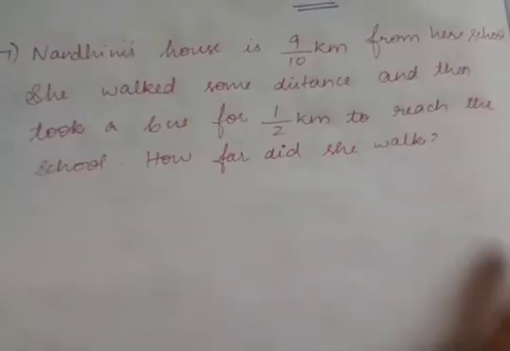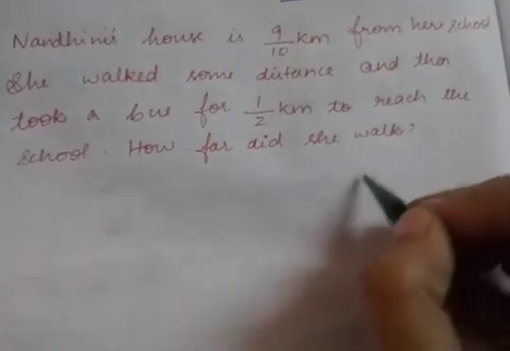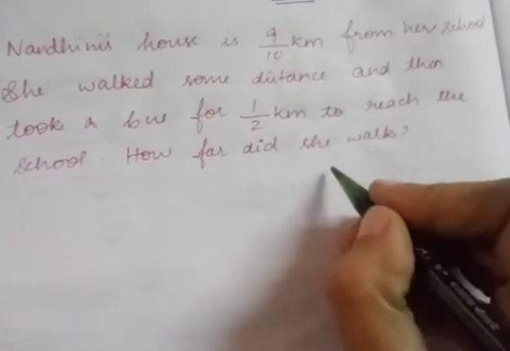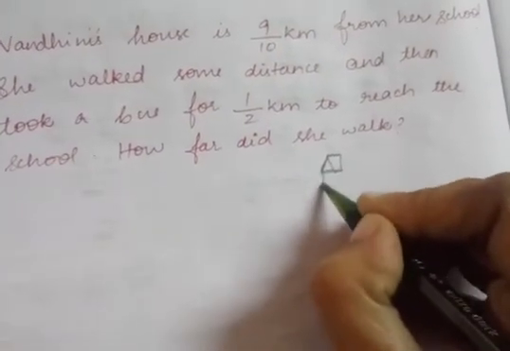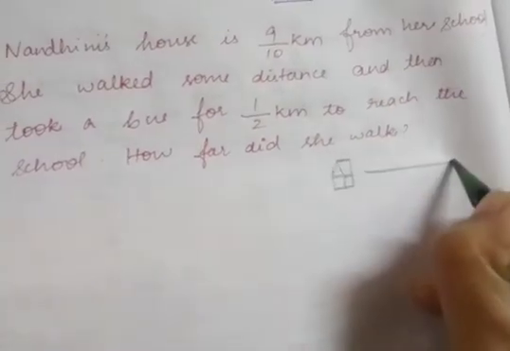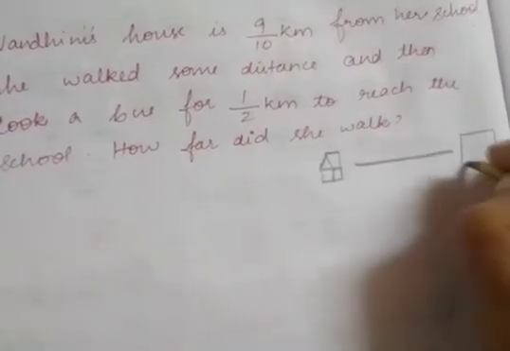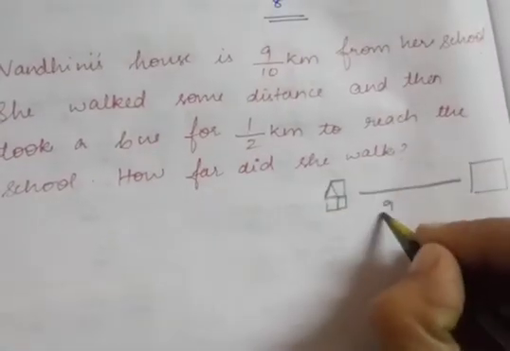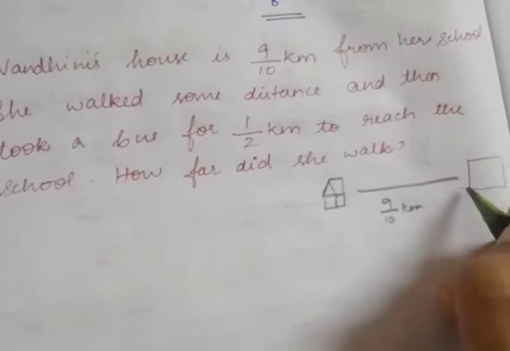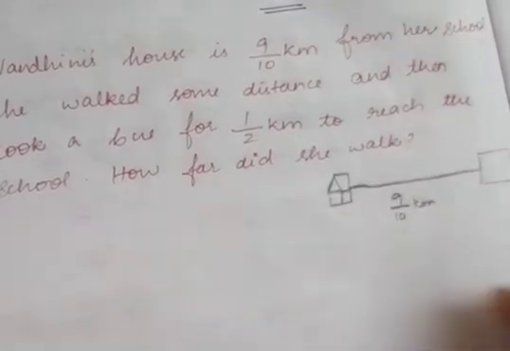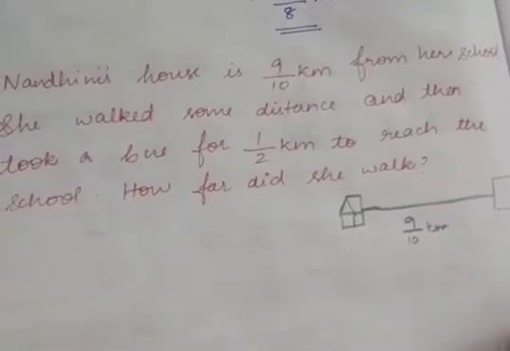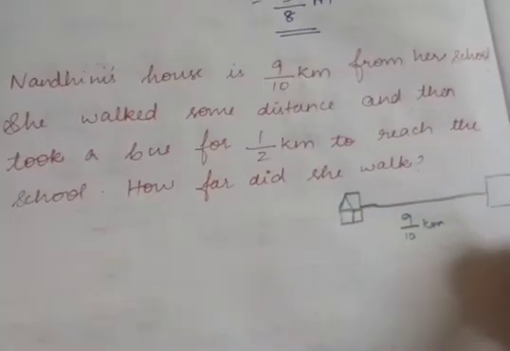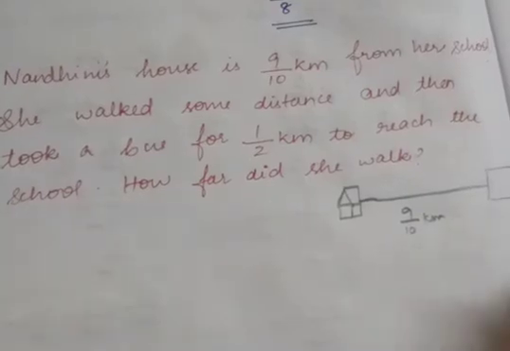The question is, Nandini's house is 9 by 10 kilometer from her school. Okay, this is her house. Okay, this is her school. Okay, what is Nandini's house is 9 by 10 kilometer from her school. Okay, she walked some distance and then took a bus for half kilometer to reach the school.